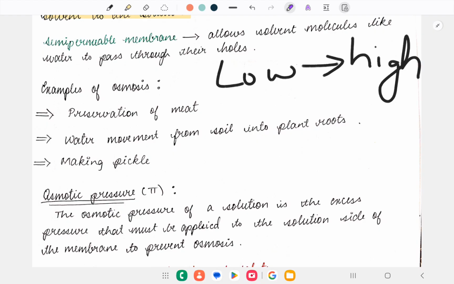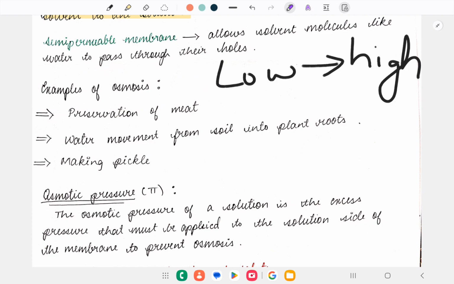And osmosis is also used in making pickles, because a raw mango placed in concentrated salt solution loses water via osmosis, and the flowers will revive when placed in fresh water, and through osmosis the blood cells collapse due to the loss of water when placed in water containing more than 0.9% of salt solution. So all of these are the examples of osmosis.